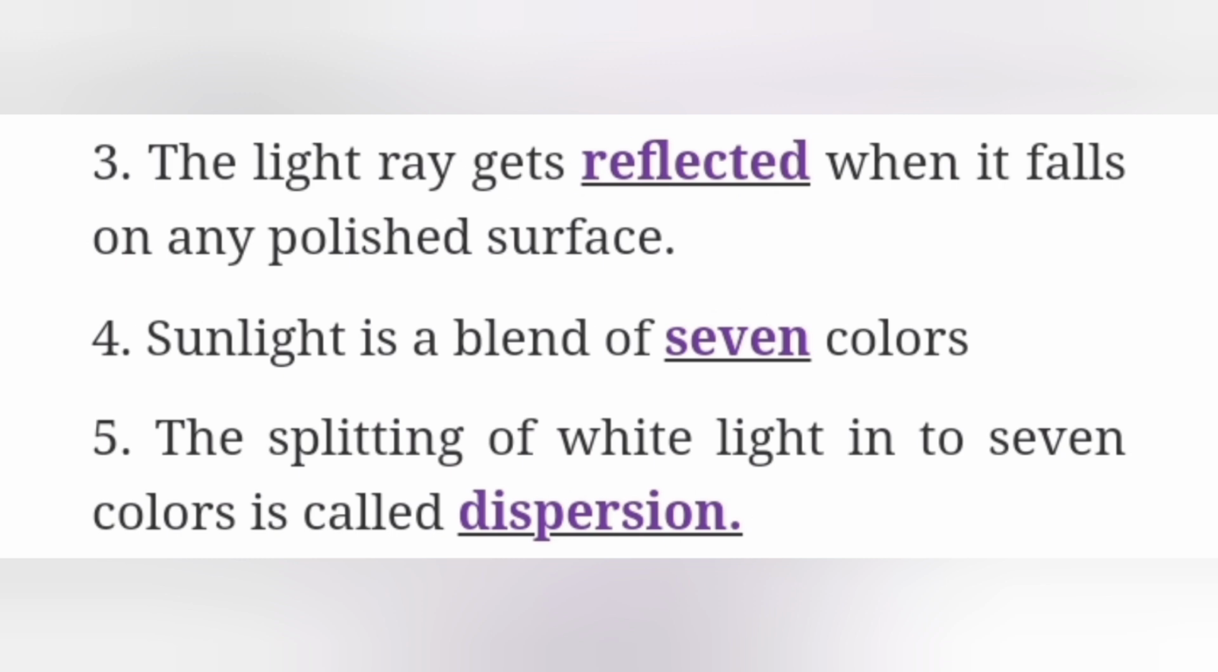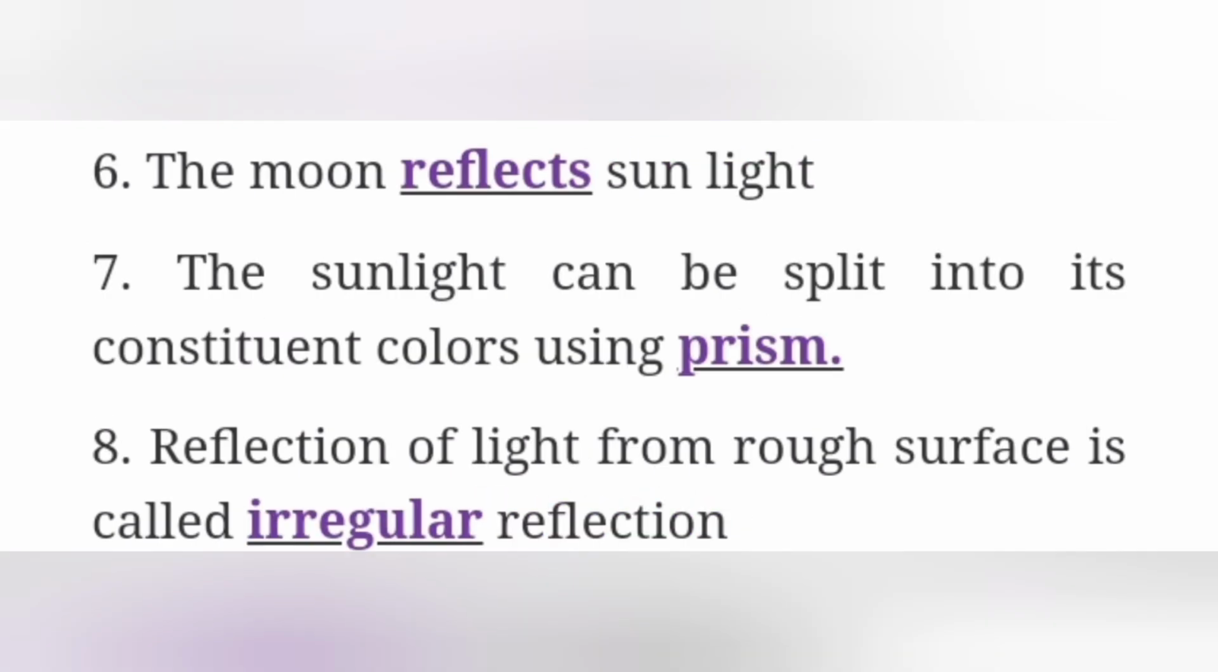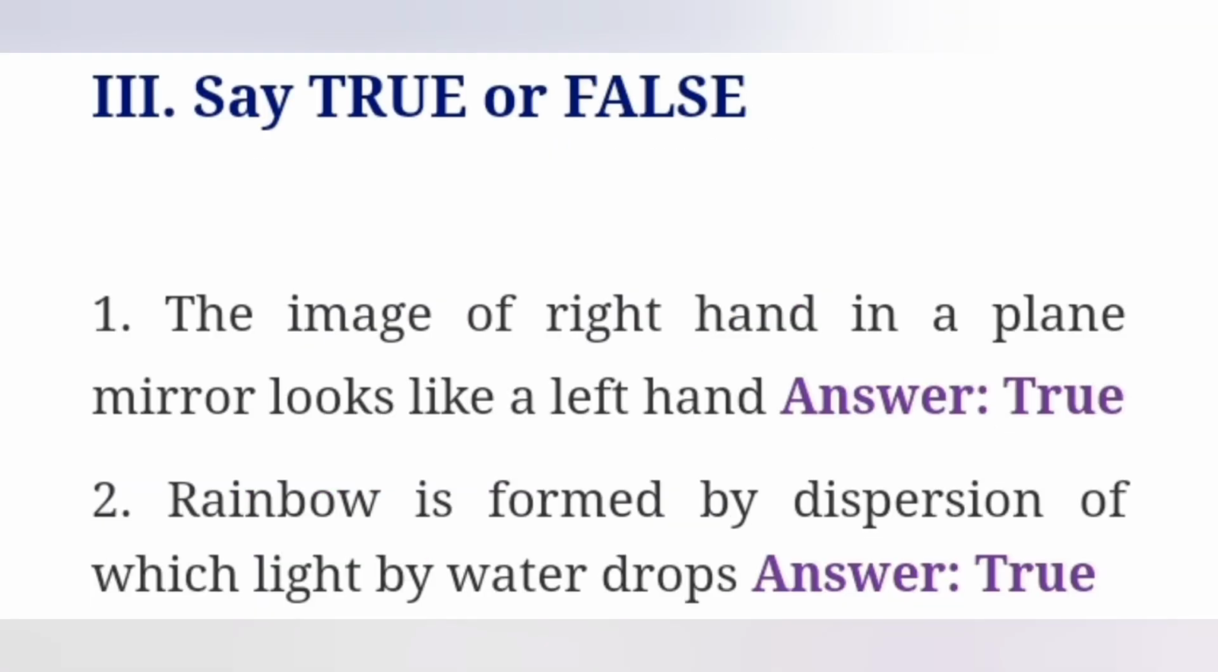Fifth one, the splitting of white light into 7 colors is called dispersion. Sixth one, the moon reflects sunlight. Seventh one, the sunlight can be split into its constituent colors using a prism. Eighth one, reflection of light from a rough surface is called irregular reflection. Answer, irregular reflection.